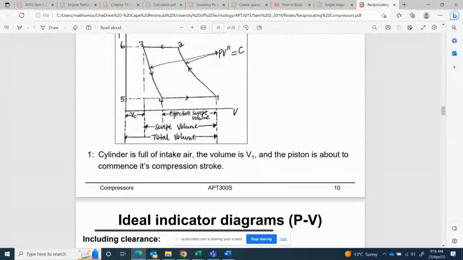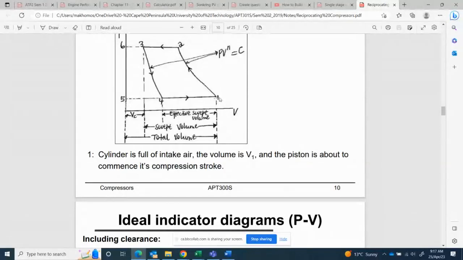So let's talk about the volumes. The total volume of the cylinder is V1. Here is V1. You can see where V1 is. V1 is not from 4 to 1. No, V1 is from the cylinder head right up to 1, the total volume of the cylinder. That is our total volume V1.